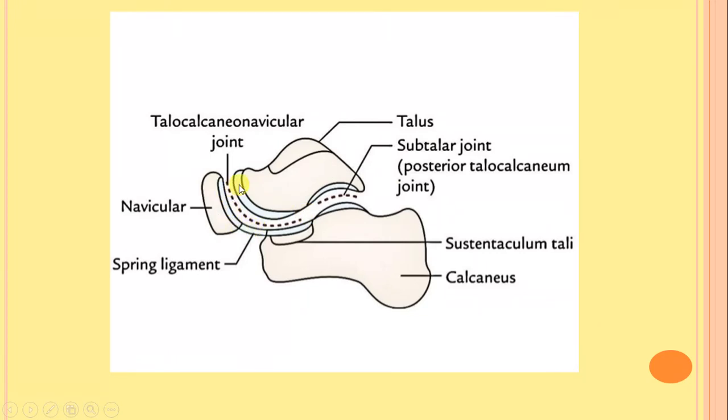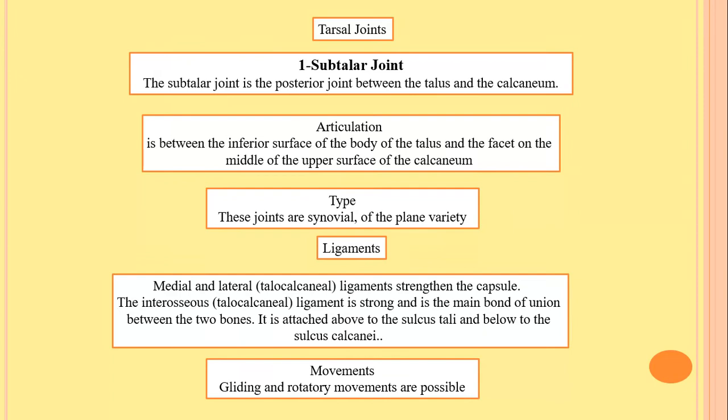And here is the talocalcaneonavicular joint. Here is a ligament joining the calcaneum with the navicular bone, and this ligament is the spring ligament. In later slides, we will see that this joint is named the talocalcaneonavicular joint, and it is a very important subtalar or mid-tarsal type of joint, important in the movements of inversion and eversion.